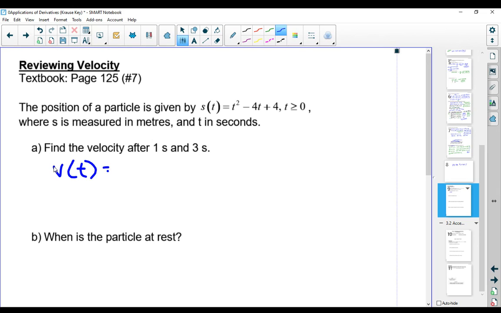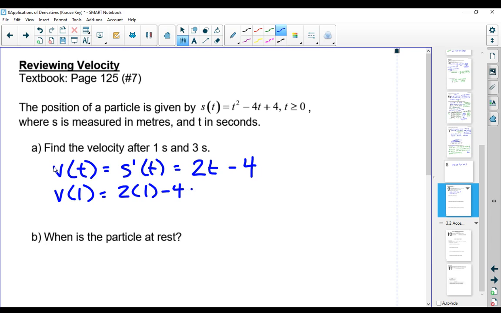So velocity with respect to time is the derivative of the position with respect to time, which would give us 2t minus 4. If we want to find the velocity after 1 second, so the velocity at exactly 1 second, this is instantaneous velocity, it's going to be 2 times 1 minus 4, so negative 2 meters per second. If we're finding the velocity at 3 seconds, 2 times 3, 6 minus 4 is positive 2 meters per second.